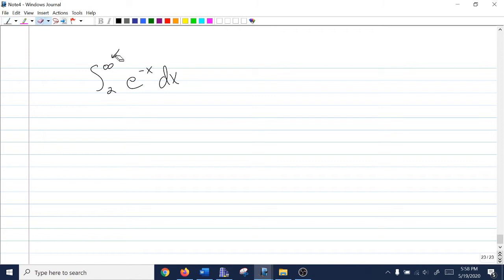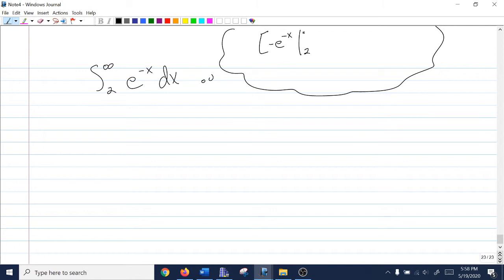I will tell you right now, it is really tempting to write this as, what's the integral of e to the negative x? It's negative e to the negative x. And I need to evaluate that from 2 to infinity.